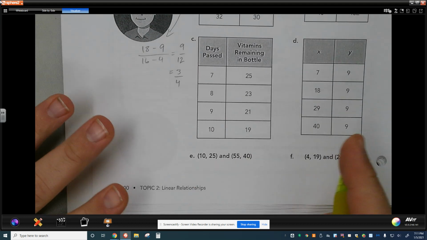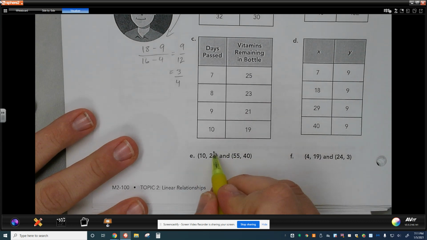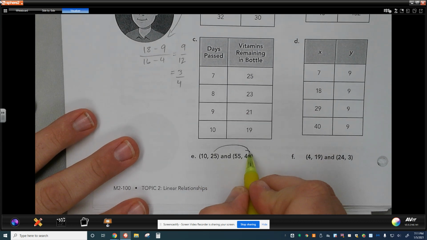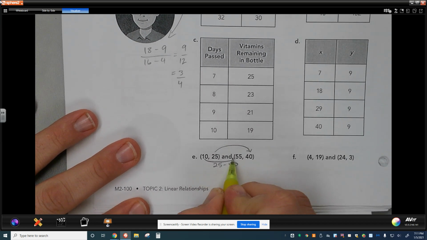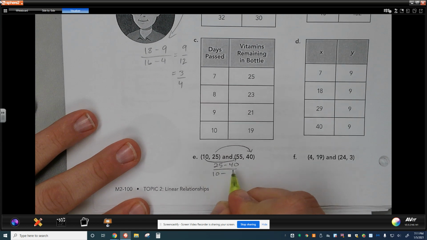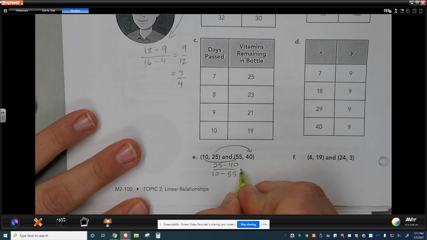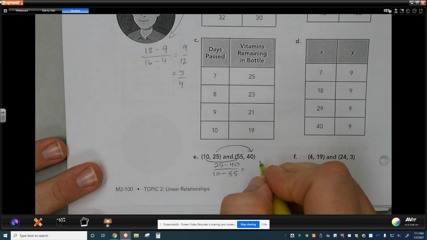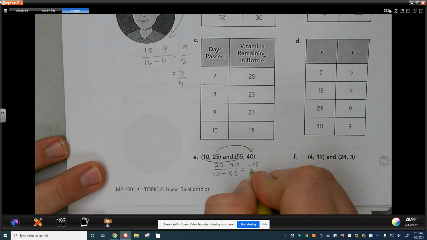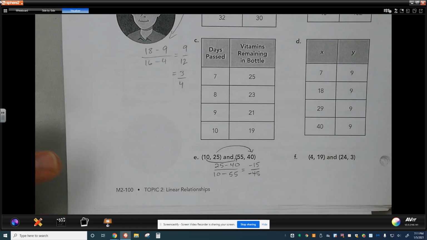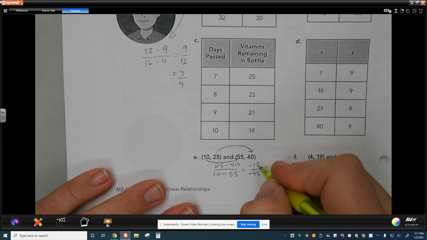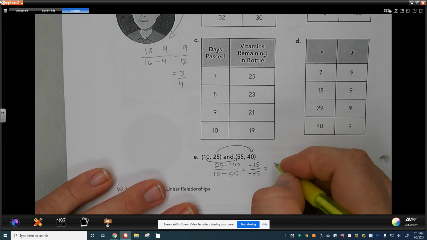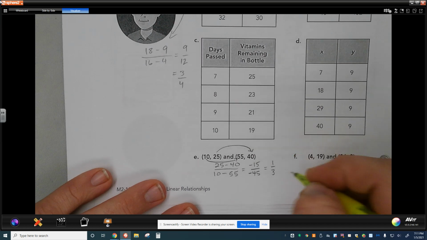And we can go ahead. Order doesn't matter. So I'm going to go ahead and go from y minus y, 25 minus 40, 10 minus 55. What matters is that we follow the same order, change in y over change in x. And what I get with this one's going to appear to be negative. This is negative 15 divided by negative 45, but a negative divided by a negative is actually a positive. And so that positive, I know both of these have a common factor of 15. This would simplify down to 1/3.